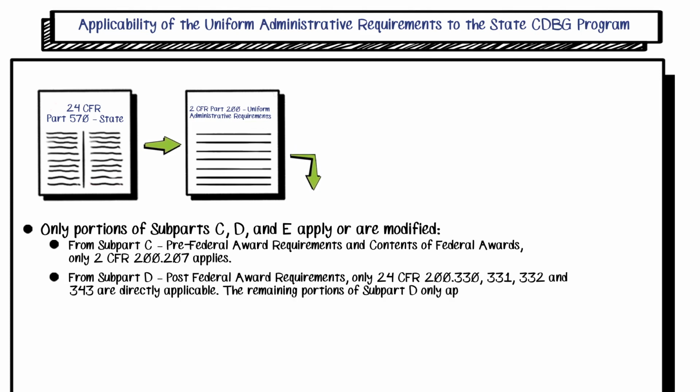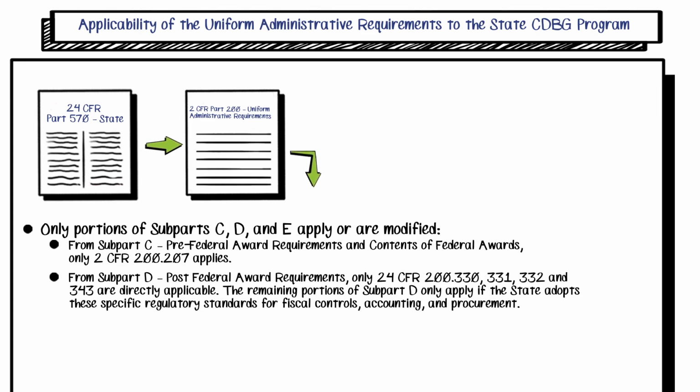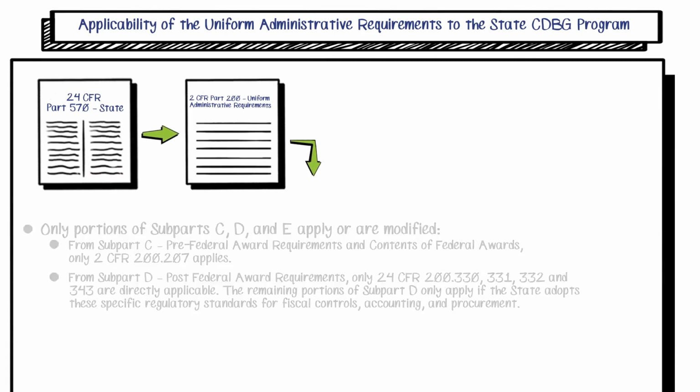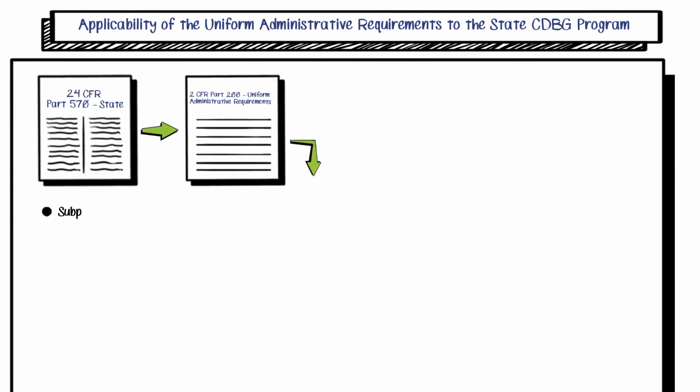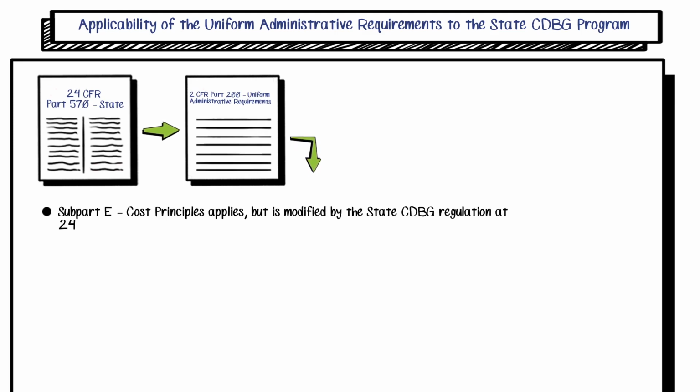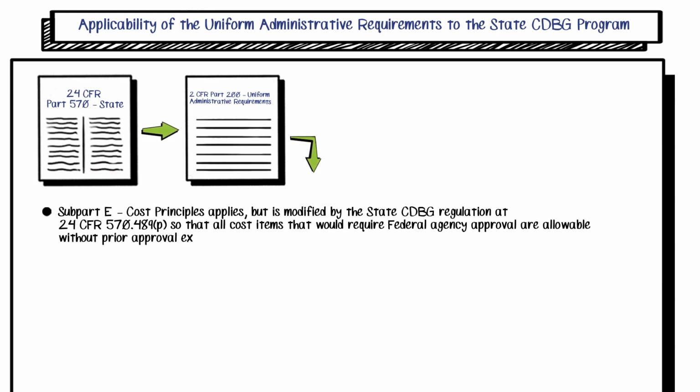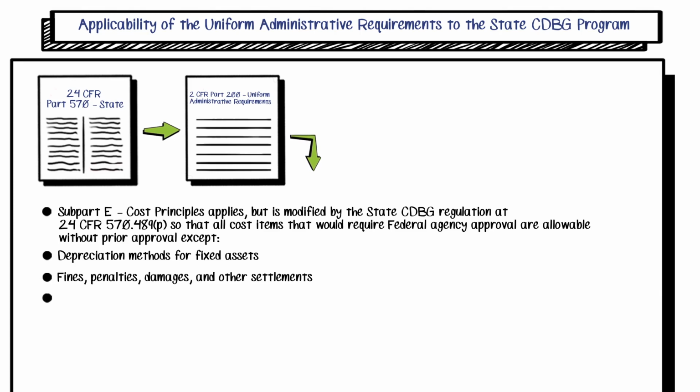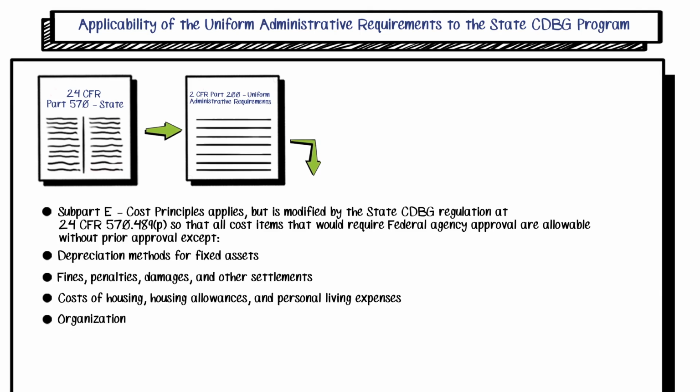The remaining portions of Subpart D addressing fiscal controls, accounting procedures, and procurement would only apply in the state CDBG program if the state specifically adopts these sections of the regulations. Subpart E is made applicable by 24 CFR 570.489(p), which also states that all cost items that require federal agency approval are allowable without prior approval of HUD, except for depreciation methods for fixed assets, fines, penalties, damages, and other settlements, costs of housing, housing allowances, and personal living expenses, and organizing costs.